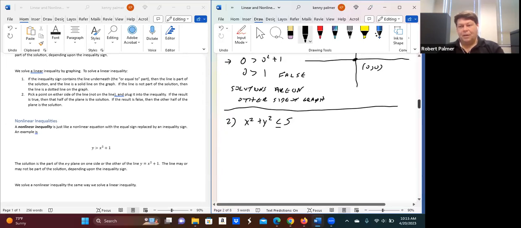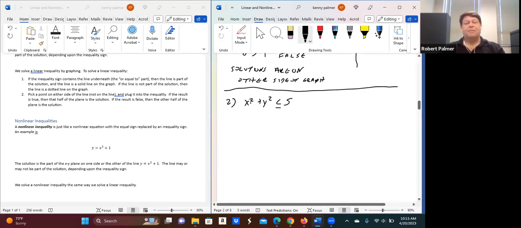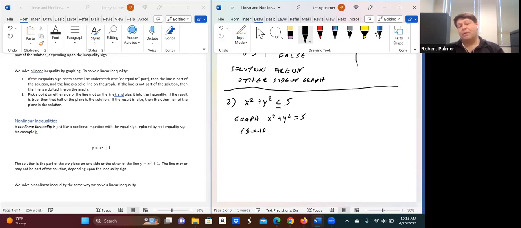Okay. Now, the same thing. So once again, this is definitely nonlinear. The same thing. So on a graph, replace this with an equal sign and graph x squared plus y squared is equal to 5. And now this is going to be a solid line for the same reason. We have the or equal to part. It means it is part of the solution.